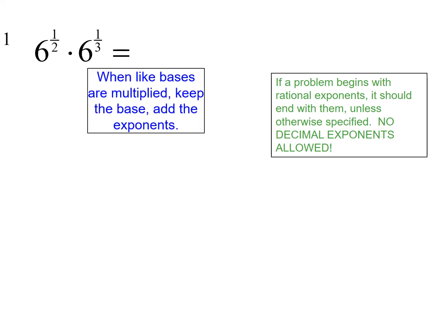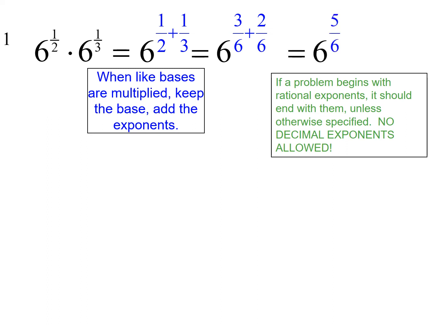So we do have like bases, so we are going to keep the bases and we're going to add the exponents. So we're going to add 1/2 plus 1/3. We're going to go back and use what we learned back in 4th and 5th grade about adding fractions, find the common denominator. We're going to rewrite 1/2 as 3 over 6. We're going to rewrite 1/3 as 2 over 6. Now we can add it, and our final answer is 6 to the 5 over 6 power. See how we took a square root and a cube root and turned it into one root?